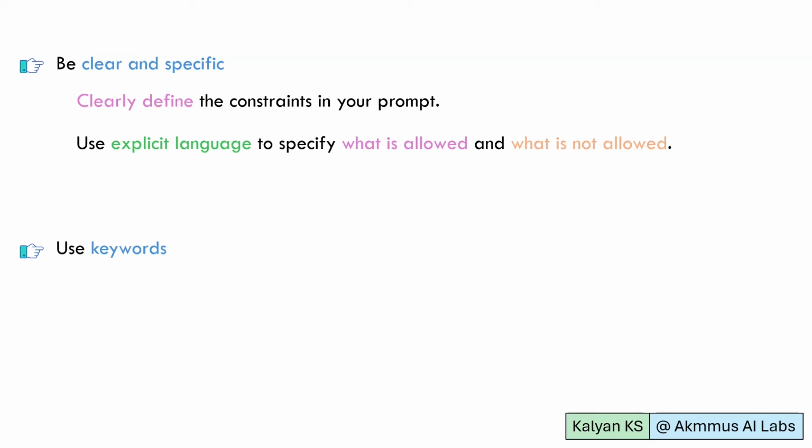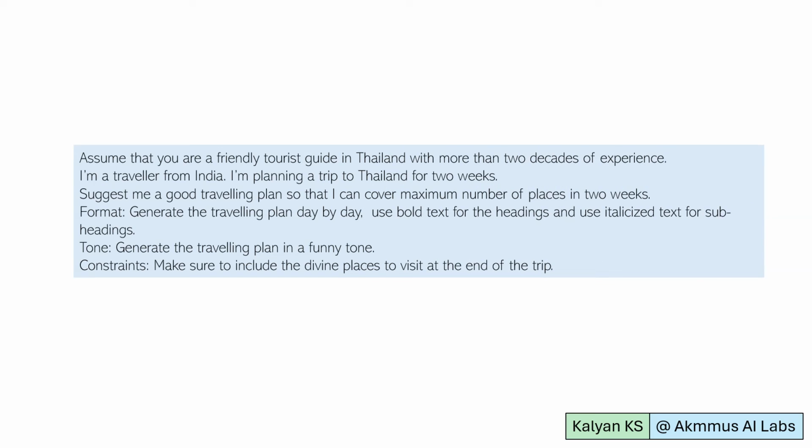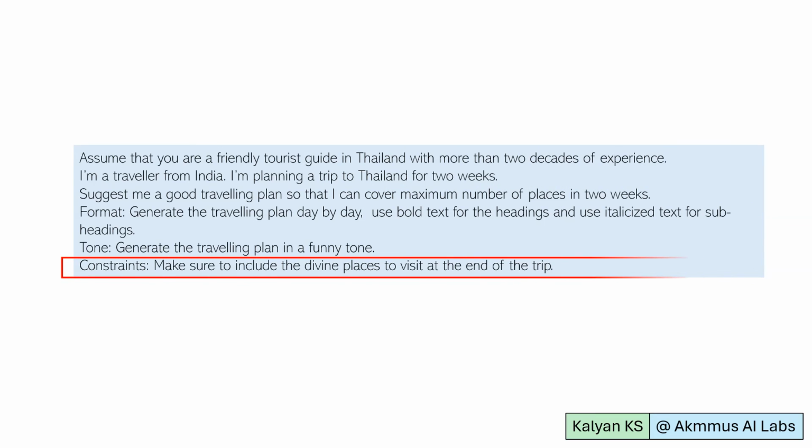The second one is, use keywords and phrases. Incorporate keywords and phrases that are relevant to your constraints. These can include words like must, should not, cannot, only, etc. Consider the prompt. Here, the constraints element asks the chatbot to include the divine places to visit at the end of the trip. Here, the constraints are clear and specific. In this way, you can craft the constraints element.